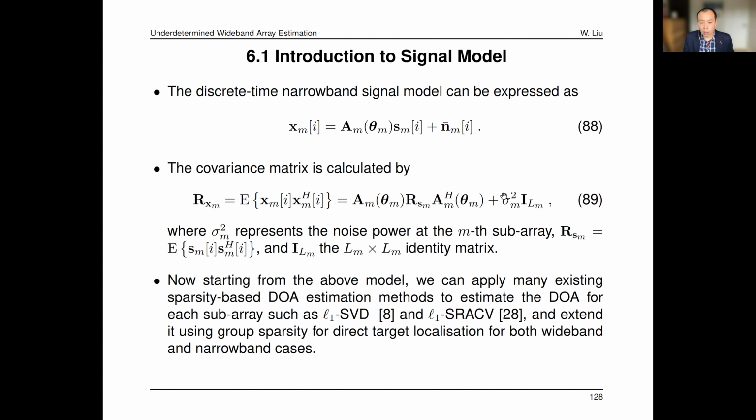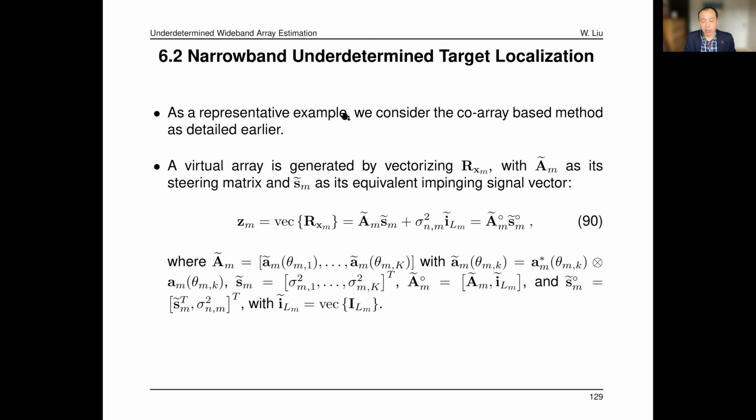So starting from this model, because we have done quite some sparsity-based DOA estimation, we can apply many existing sparsity-based DOA estimation methods to find DOAs, right? And then we can extend it to using group sparsity for direct target localization for both wideband and narrowband cases, okay? And here, as a representative example, we consider this co-array-based method, okay? Basically, the sparsity-based method based on virtual sensors, not the physical sensors.